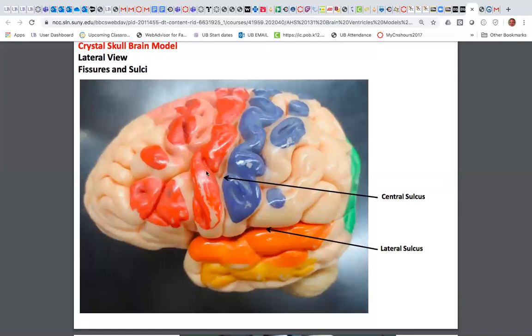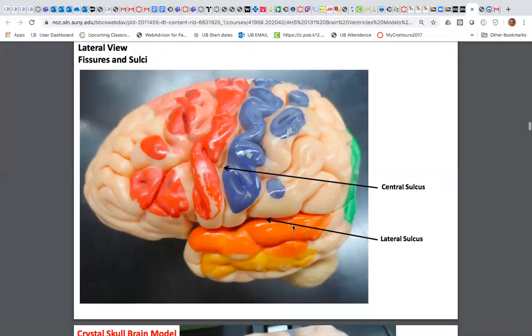So the red is the pre-central gyrus. That's your motor strip where the homunculus is. The blue is the post-central gyrus, or the primary sensory area. Between, we have another groove called the lateral sulcus. So this is your central sulcus. This is your lateral sulcus. This is your frontal lobe. This is your parietal lobe. This is your temporal lobe. Back here in the green, occipital lobe.